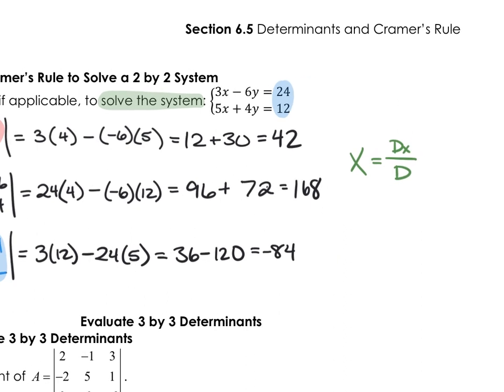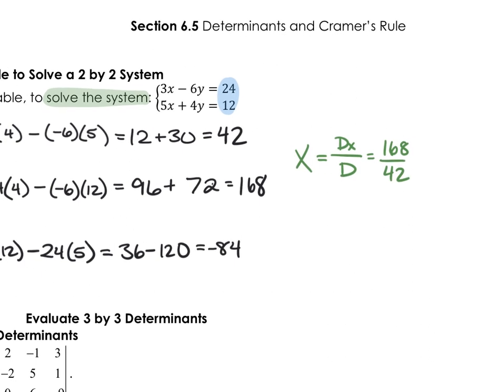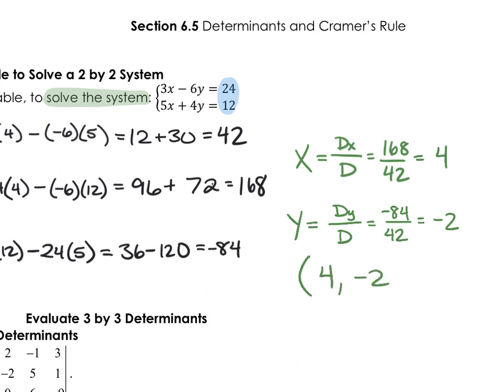Which means this would be 168 divided by 42. Do we see where I'm getting those numbers from? 168 divided by 42 is equal to 4. So my x value is 4. We get the y from Cramer's rule. If we take the determinant of the y's divided by the determinant itself, which is negative 84 divided by 42, which is just a cute little negative 2. So my solution is 4, comma, negative 2.